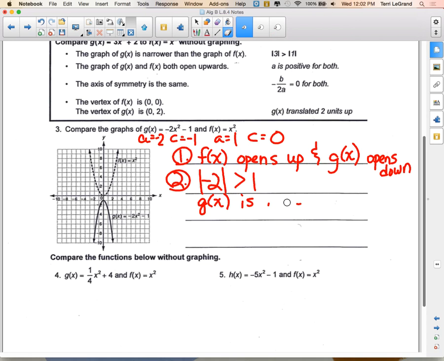This is always the fun one. How did I put it in my notes here? Narrower. Yeah, that is what.